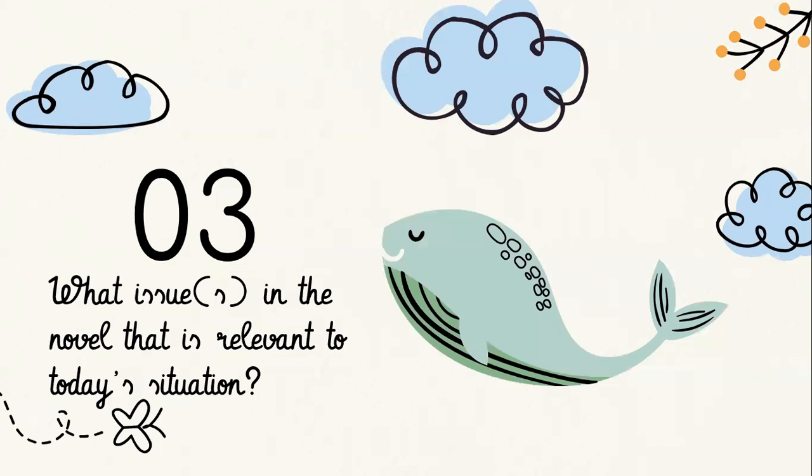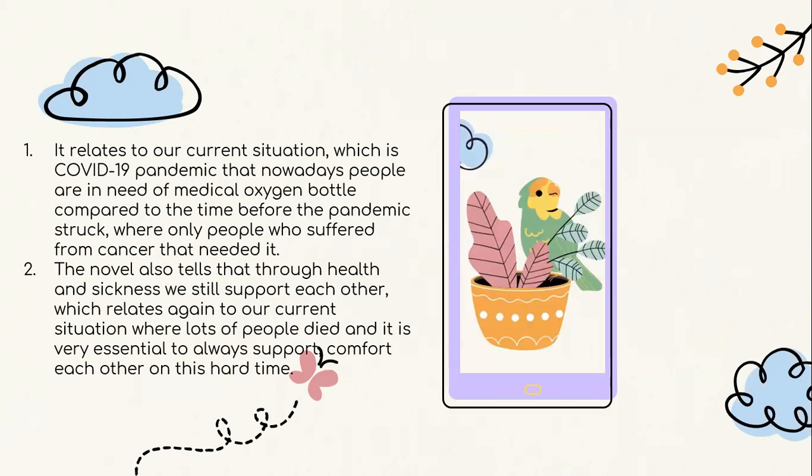The third one is what issues in the novel that is relevant to today's situation. The first one is it relates to our current situation, which is the COVID-19 pandemic, that nowadays people are in need of medical oxygen bottles compared to the time before the pandemic struck, where only people who suffered from cancer needed it. The story was about a teenage girl who suffered from lung cancer, which forced her to use a medical oxygen bottle for the rest of her life.